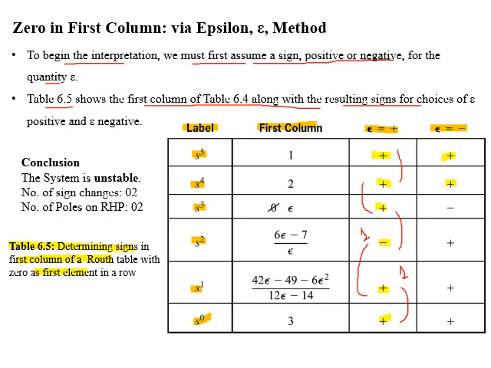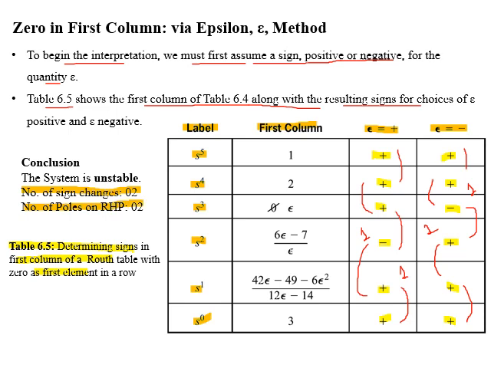Now if you look at column 4 of the table, from row 1 to row 2, we have no sign change. From row 2 to row 3, we have one sign change. From row 3 to row 4, we have one sign change. From row 4 to row 5, and then from row 5 to row 6, we have no sign change. So using a negative value of epsilon, we have a total of 2 sign changes, which means that 2 poles will be in the right half plane.